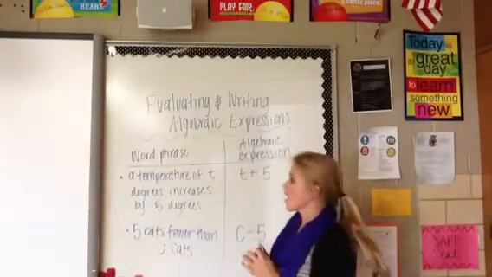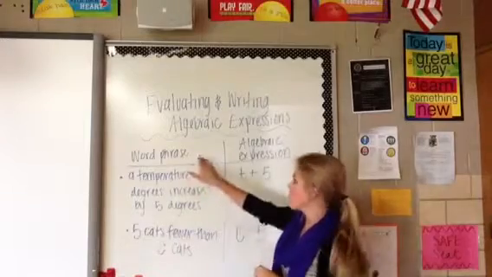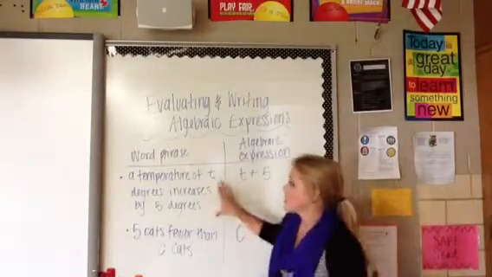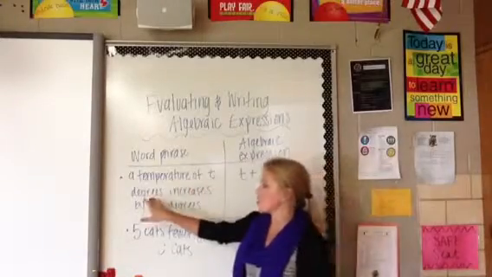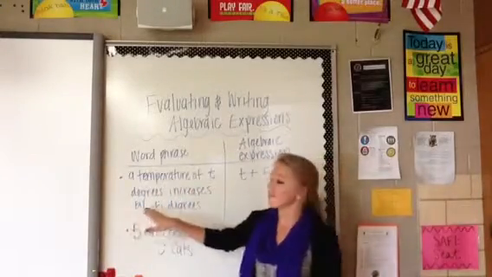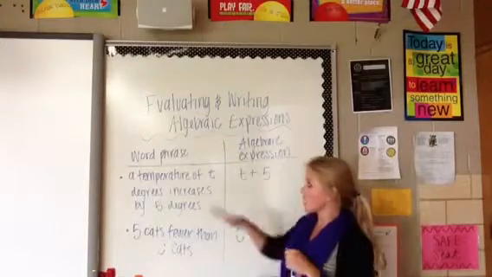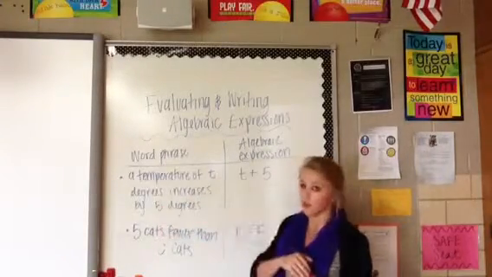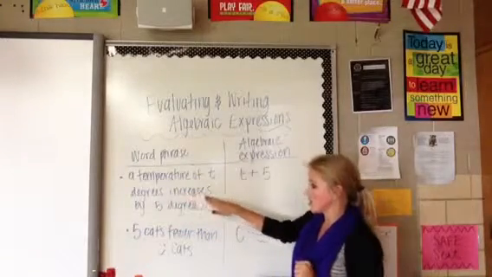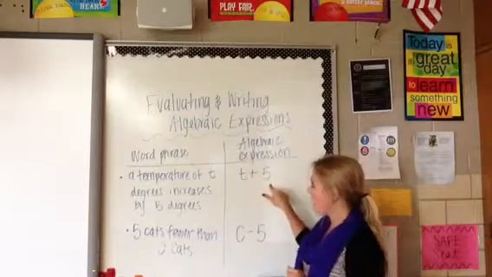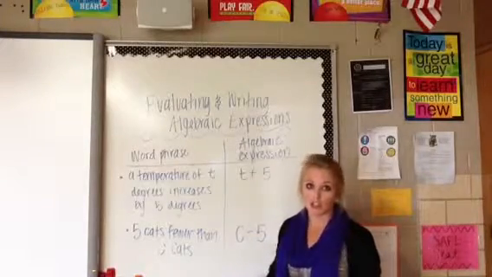Okay, here are some examples of a word phrase that I have turned into an algebraic expression. Okay, so here, a temperature of T degrees increases by 5 degrees. So I have to look for keywords. I see a T and I see a 5, so I'm going to use that. Then I see the word increases. That's going to be addition. So I'm going to say T plus 5 is my algebraic expression.